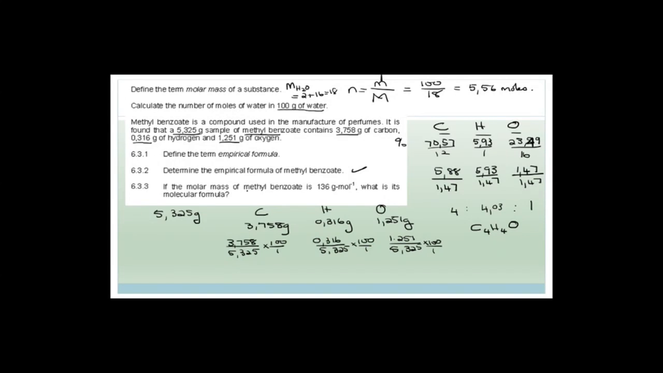Now that is the empirical formula. Now they say if the molar mass of methyl benzoate is 136, what is the molecular formula? So do you agree that we have worked out the empirical formula? And the empirical formula is just saying that for every four carbons, there are four hydrogens and one oxygen atom. Okay, that's what the empirical formula is saying. Now we're going to see what the molecular formula is saying.